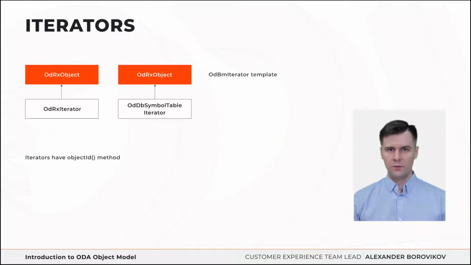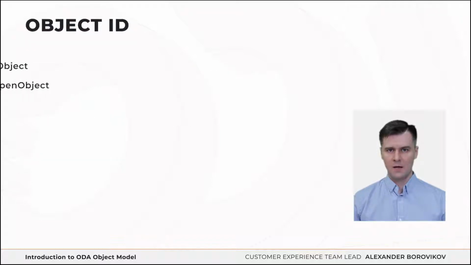To do it, the ODA platform provides iterators. Basic iterator classes are also derived from the ODRX object class. They may be general purpose iterators or iterators for a particular container. Iterator classes have a method to return the object the iterator points to. It may be done through returning the object ID. In this case, you will need to use the OpenObject or SafeOpenObject methods to open the object for read or write.